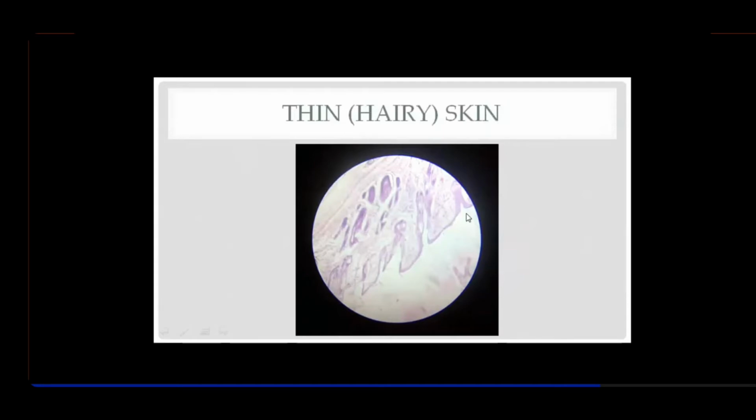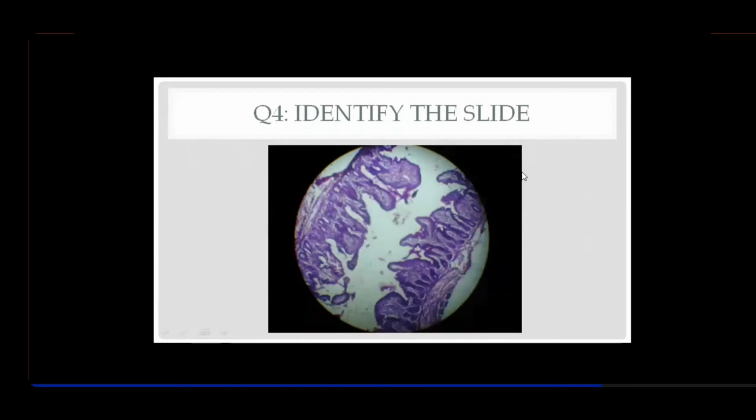At least with this you can think about this epithelium invaginating in the form of hair follicles, and there are smooth muscles or sometimes sebaceous glands seen along with these hair follicles. And the rest is the connective tissue below the skin. Identify the slide.